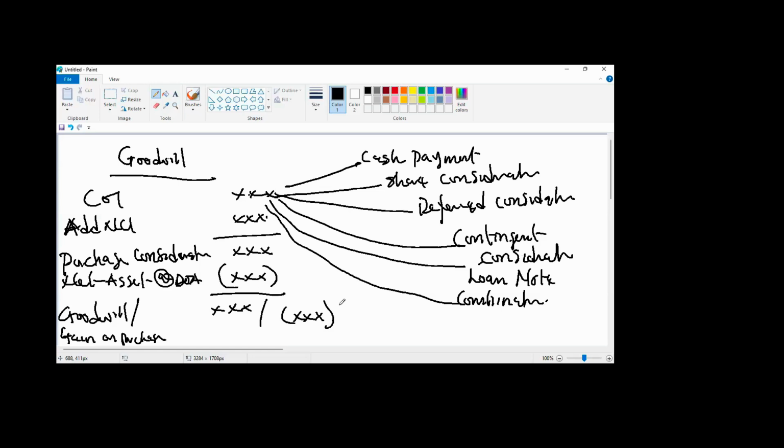But if it is share proportionate, how do I know when the question is silent? What do we mean by silence? When it does not tell me how to go about valuing NCI, then company policy will tell us it is share proportionate. Okay. So let's take this question.